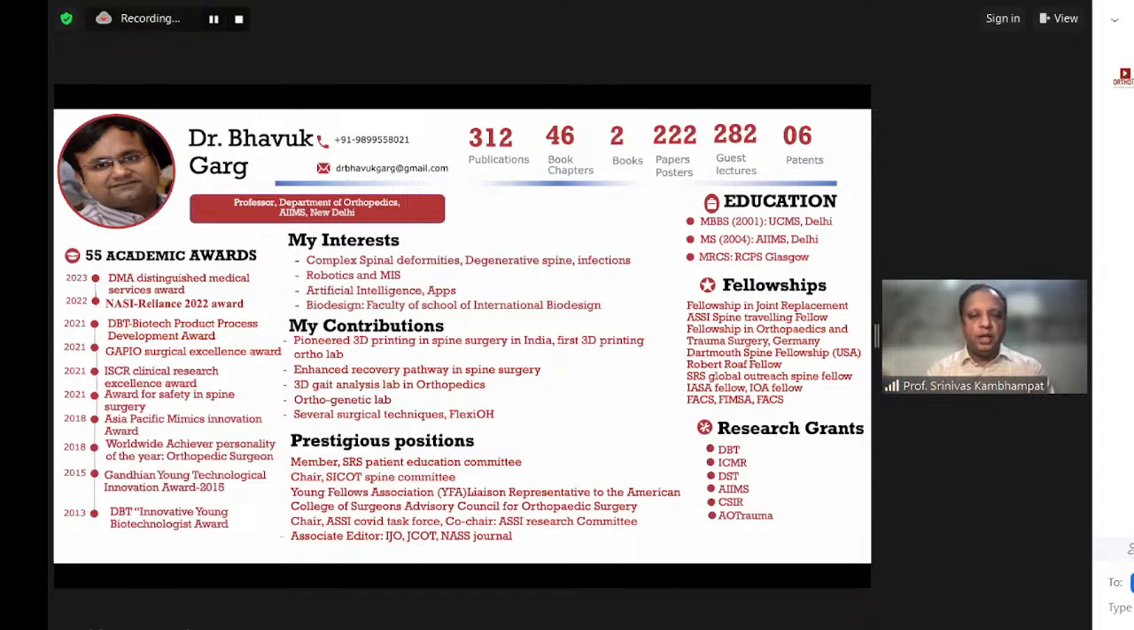The prestigious positions held include member of SRS Patient Education Committee, chair of SICOT Spine Committee, Young Fellows Association, liaison representative to the American College of Surgeons, chair of ASSI COVID Task Force, and associate editor for IJO, JCOT, and NASS journals. He studied mainly from New Delhi, India, and he also has MRCS from Glasgow. Fellowships include joint replacement and spine traveling fellowship, and fellowship from Germany, Dartmouth Spine Fellowship, SRS Global Outreach Spine Fellow, and IASA Fellow. He has multiple research grants as well. He has nicely summarized all these achievements in one slide.